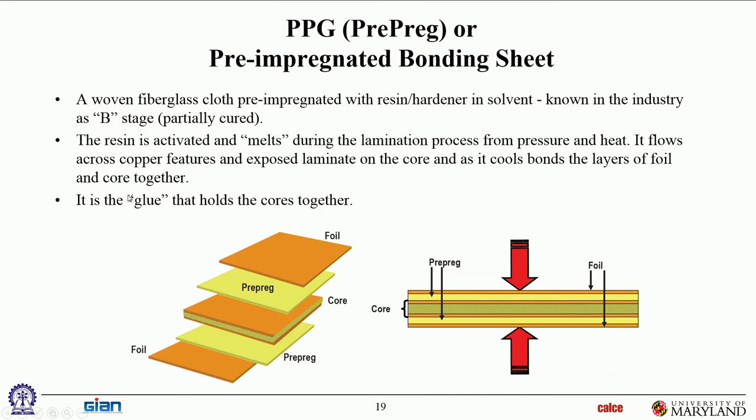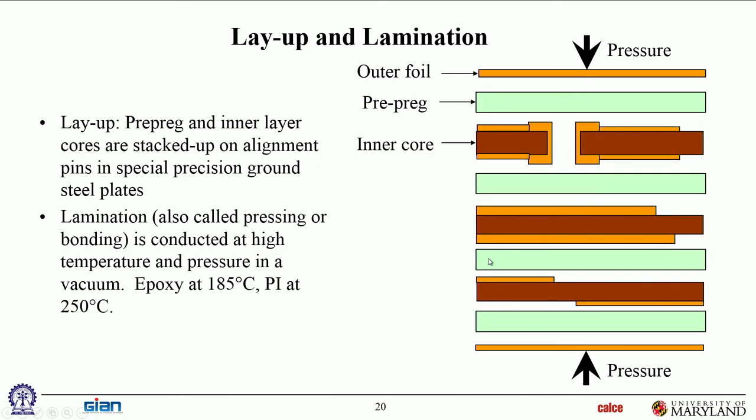Okay. So the prepregs are basically the glue. As you cure the prepregs, that's what puts everything together. Okay, so this is repeating that same step in a slightly different picture. So you take your patterned building blocks, patterned cores, and then stick the prepregs, that's your glue layer, adhesive layer, in between. And then you put the outer foils, top and bottom, then take all of that together, align them.